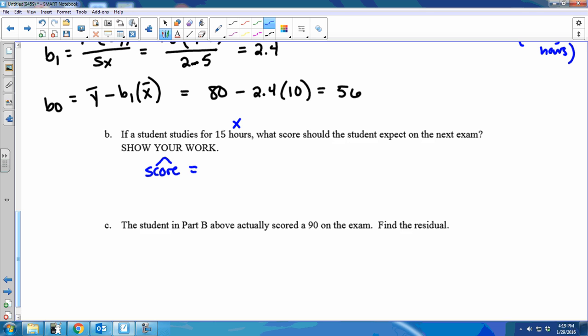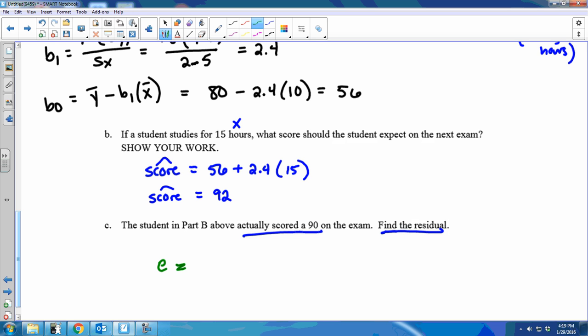Score hat equals 56 plus 2.4 times 15. So my predicted score on the next exam would be 92. It's not too shabby. And then it says the student in part B above actually scored a 90 on the exam. Find the residual. Again, the residual is the actual minus the predicted. So we have an actual score of 90 minus a predicted score of 92. So the residual is -2.